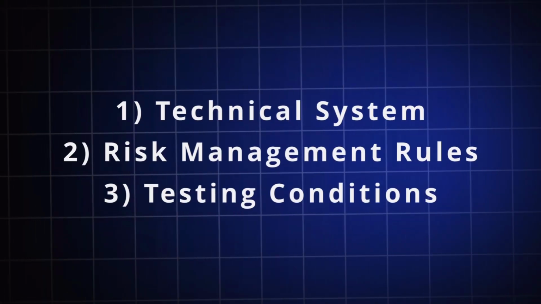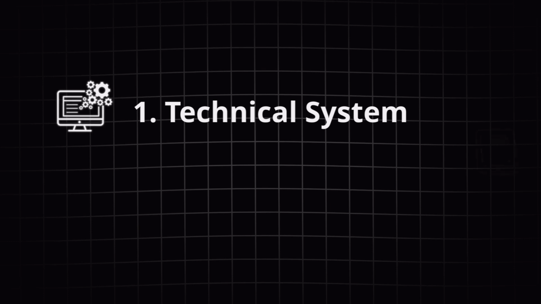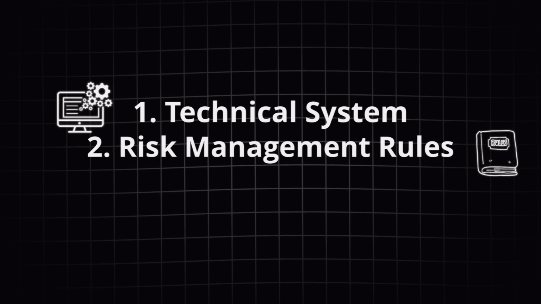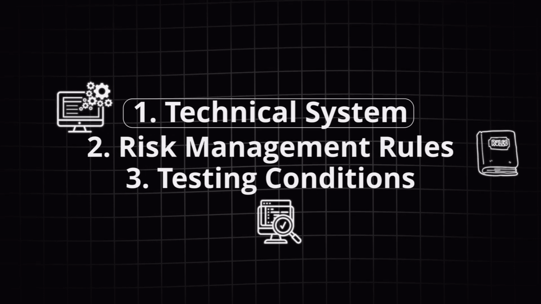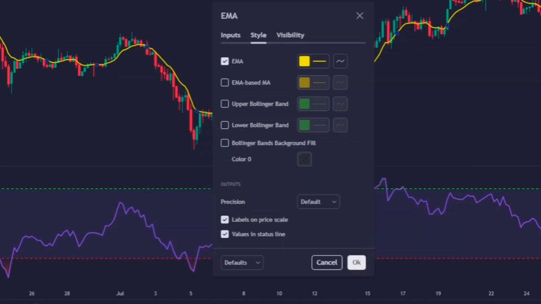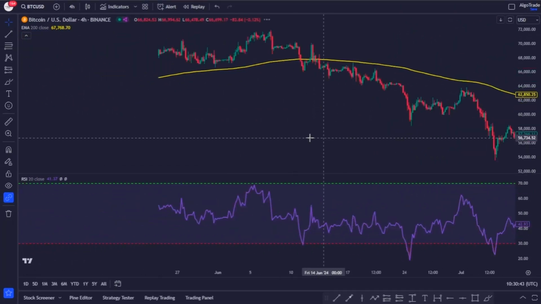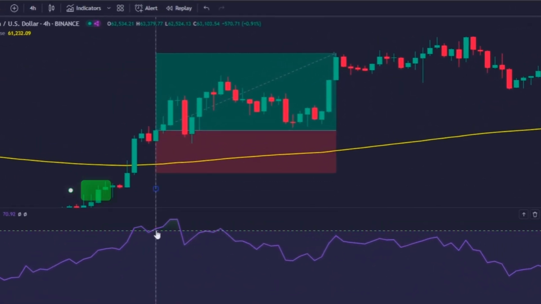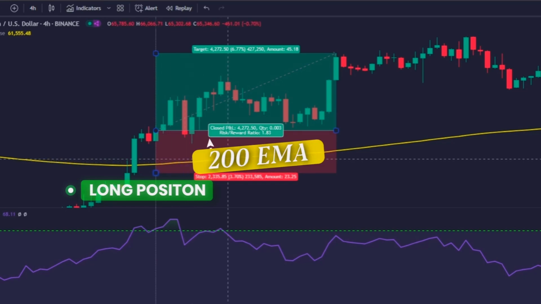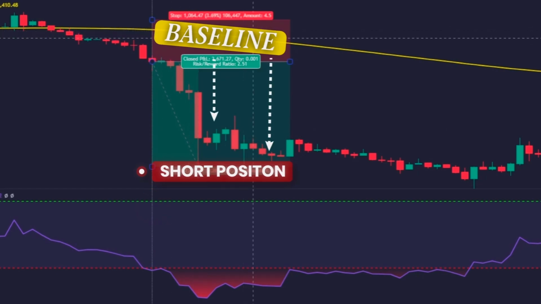For our testing, I will follow the same approach as usual. I will define our technical system, risk management rules, and testing conditions. The technical system will include using the RSI in addition with a 200 period exponential moving average to filter out some fake signals. Here we have an example of a long position where the price is above the 200 EMA, and here we have a short trade example where the price is below the baseline.